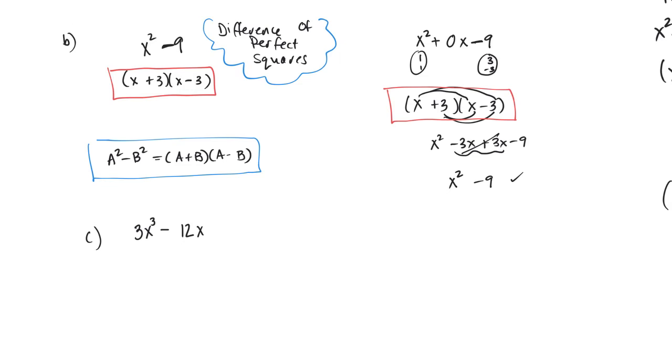All right, so the first thing I'm going to do, I notice both of these are divisible by 3, so I can factor out a 3. And also they are divisible by x, so I can factor out a 3x from both. So I'm going to factor that out, and I've got 3x times x squared minus 4. And then I've got this x squared minus 4, that's a difference of perfect squares, so that's going to factor as x plus 2 times x minus 2. And that is done.